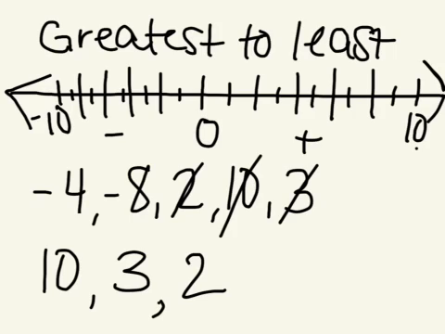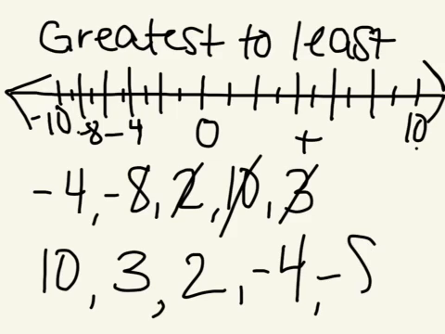Okay, my negative 4 is bigger because my negative 4 is going to land right about here on the number line, and my negative 8 is going to land right about here. And we said the more left we go, the less it is. So the further left, the smaller the number. The further right, the bigger the number. So we know next is going to be our negative 4, and then our negative 8, greatest to least.